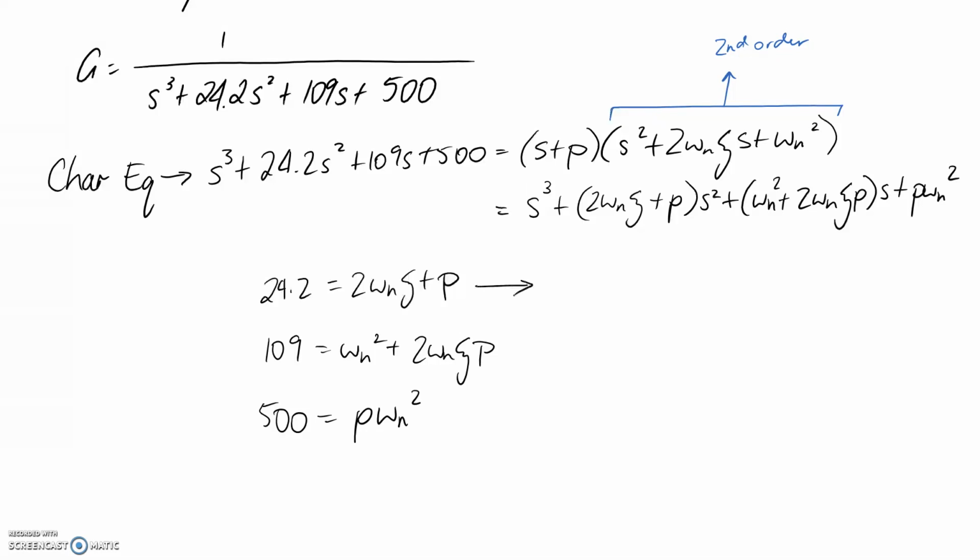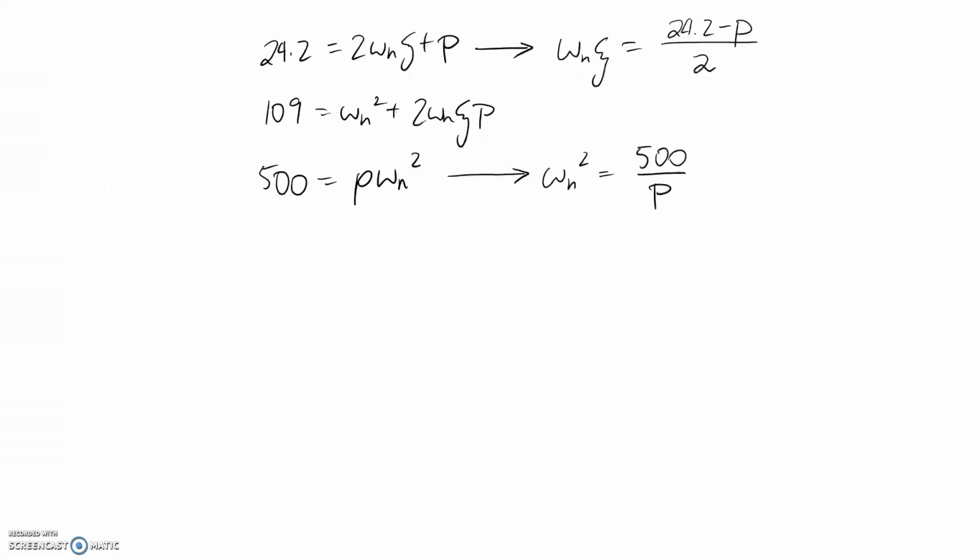But basically, I'm going to rearrange this equation to get omega n zeta equals. And that means that the p goes to the other side, and I need to divide by 2. On this bottom equation, I'm going to do some rearranging as well. I want to get omega n squared on its own. And what I should then be able to do is substitute omega n zeta into here, and that's just going to leave me with a p. And I'm going to put omega n squared as being equal to this. And again, it's going to replace it with a p. So the only unknown that's going to end up in the equation is p.